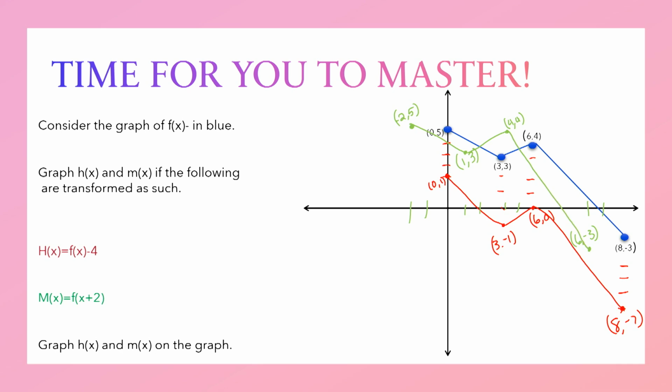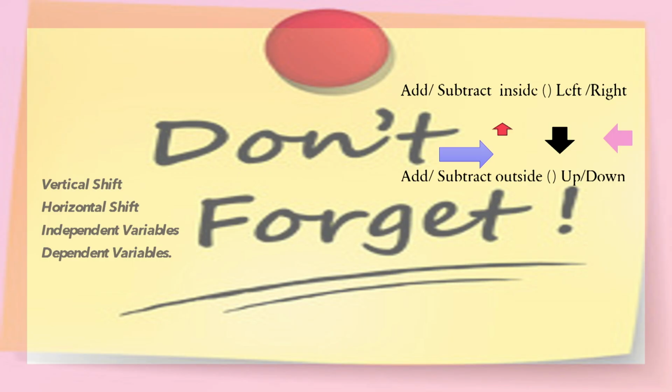So here are my 2 different types of transformations depending on if I'm moving my independent variable or my dependent variable. Good job. Let's not forget what a vertical shift looks like. My vertical shifts are going up and down depending on how many units. My horizontal shifts, they're going left and right depending on how I'm adding or subtracting. My independent variables are my x values, and my dependent variables are my y values.